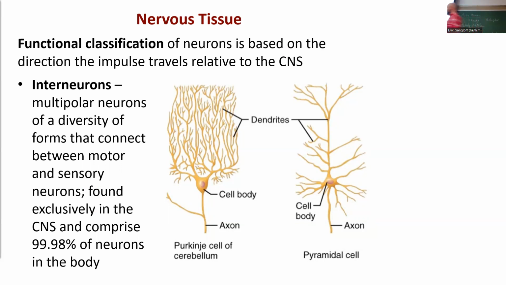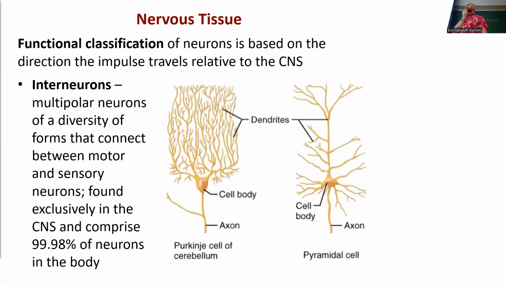This is what's called a Purkinje cell in your cerebellum. We'll talk about the cerebellum next week. This is called a pyramidal cell. We'll talk about those guys very briefly as well. I don't need you to know the details of what these different kinds of branches look like. I just want you to recognize that an interneuron has this crazy arrangement of dendrites, and that they are found in the central nervous system.